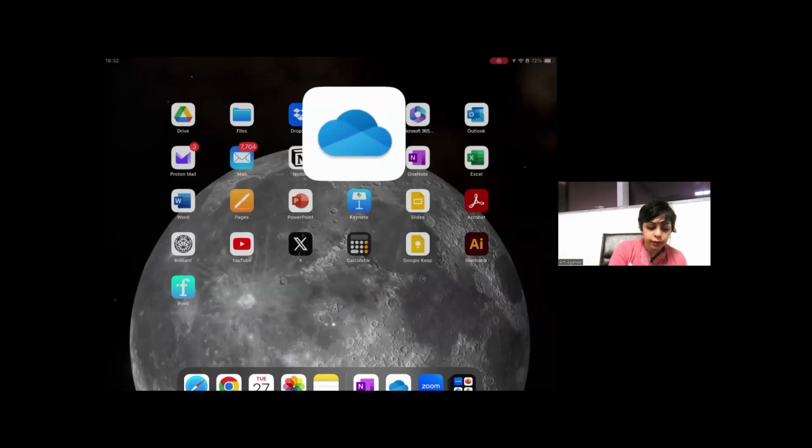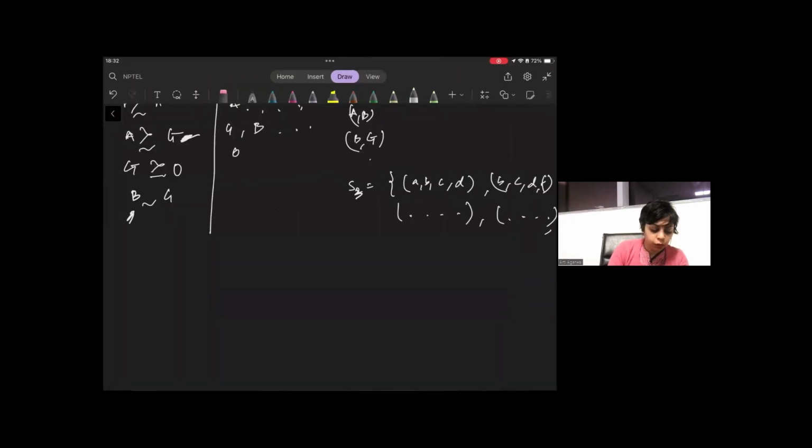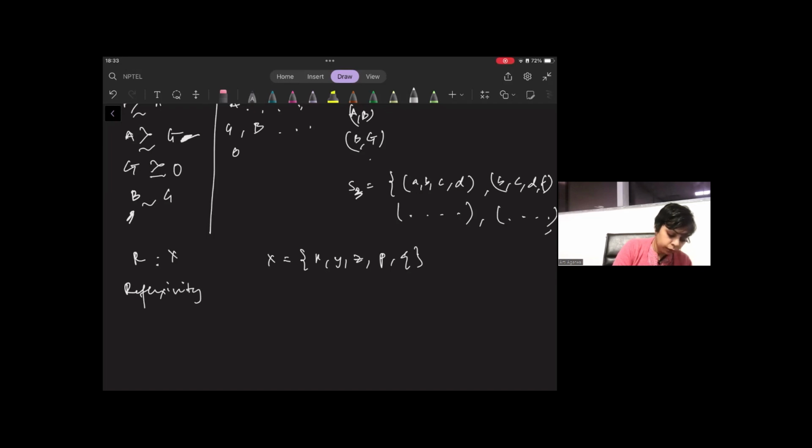What you're saying is that, suppose there is a relation which is defined on X. Suppose X is X, Y, Z, P, Q, something like that. Just for the sake of simplicity, I'm giving a finite set here. Then what reflexivity implies is X relates X, small x, not capital X.